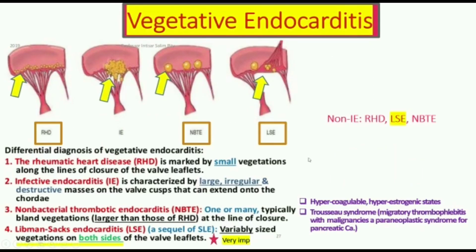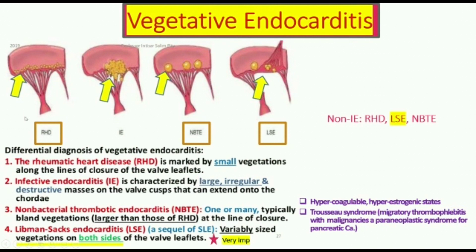And this is an important slide to differentiate between the vegetation of each of the endocarditis types. So starting with the infective endocarditis, as you see here, it has a large, irregular, destructive vegetation. As you see here, it's destroying the leaflet and the chordae tendineae.